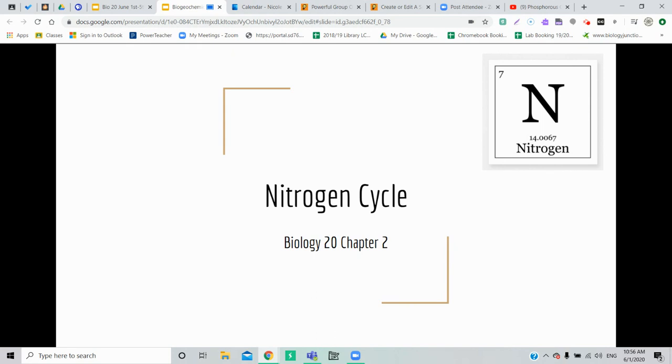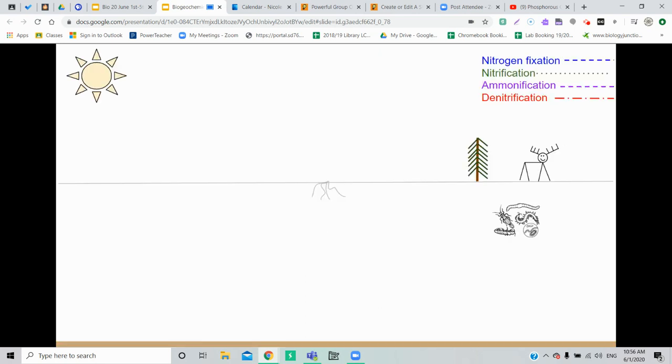Bio 20, welcome to our final cycle, the nitrogen cycle, for our biogeochemical cycle unit. Please make sure that you have read some information prior to this about the nitrogen cycle, as there is a lot of vocab that is going to come into play in this cycle. It is the most complicated, the largest to draw, so let's get started.